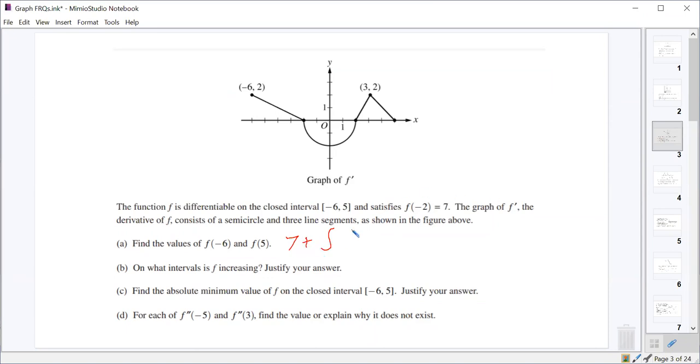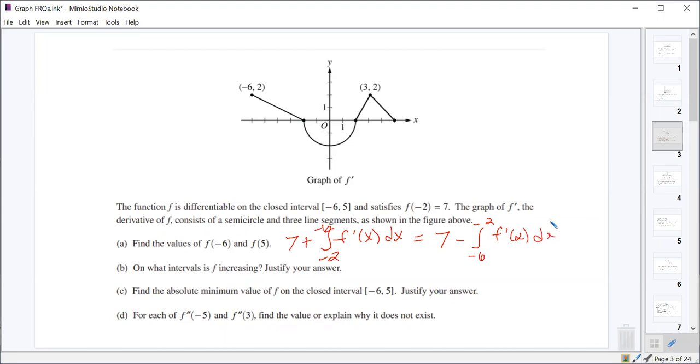If you don't want to set it up initially like that, you can always just do 7, this value that you know, plus the integral from the value that you know to the value that you're looking for of your function. So that'll also work. And I mean, that's how I normally would set these up, but the way you said is also good. And so we're looking for the integral from -2 to -6, but that means we're going backwards. So we'll want to flip the limits and make it a negative instead.